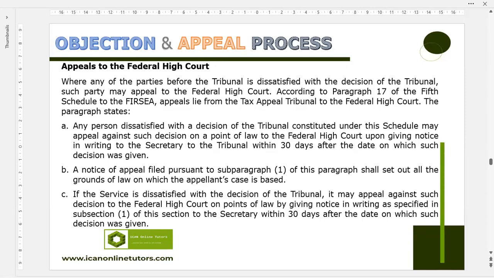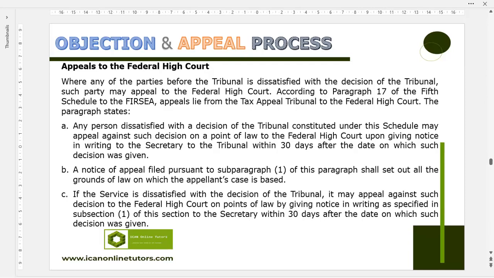Okay, so then all parties must be circularized with a certified copy of such decision. They must be supplied with a certified copy of such decision: the appellants, FIRS. So this must be done by the secretary of the tribunal, and this will also be done upon requests made within 30 days of the decision of the tribunal. So if the decision of the tribunal is on 1st or 30th of April, before 30th of May you must have made a request for a copy of the decision, because you want to proceed to the Federal High Court.